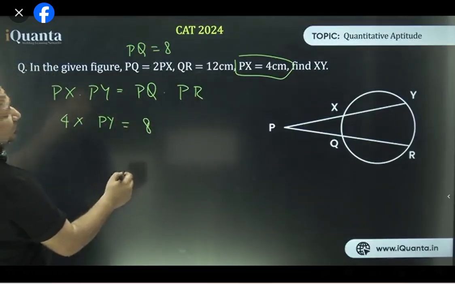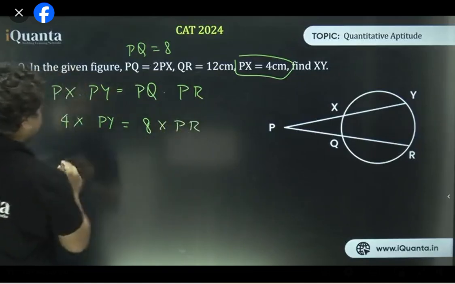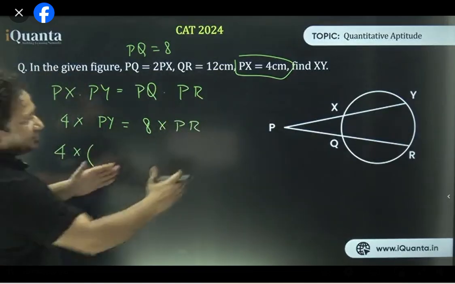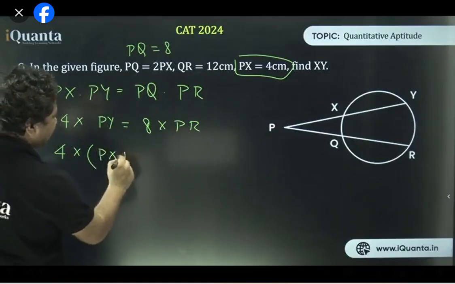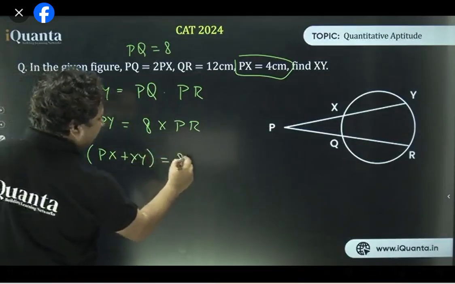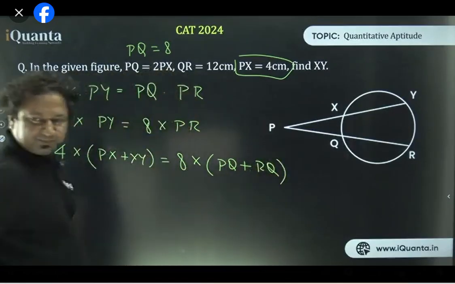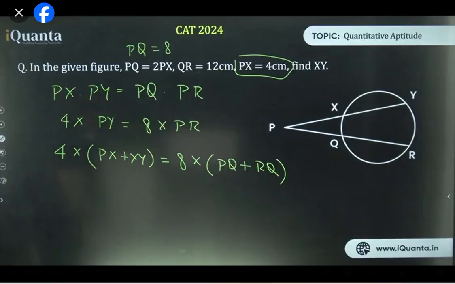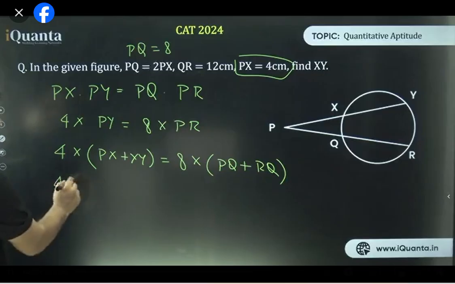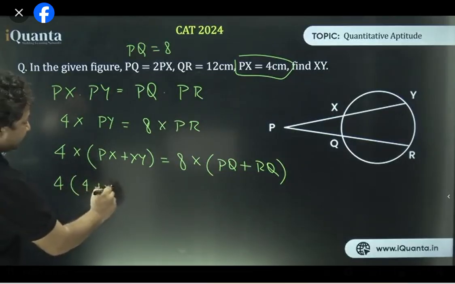Is that given to us? No, but we know something. 4 multiplied by PY. This PY is nothing but PX plus XY, and PR is nothing but PQ plus RQ. Is that right? PX is given as 4. What will be the value of XY? We have to find that. So let's note it down. 4 times PX, which is 4, plus XY, which we need to find.